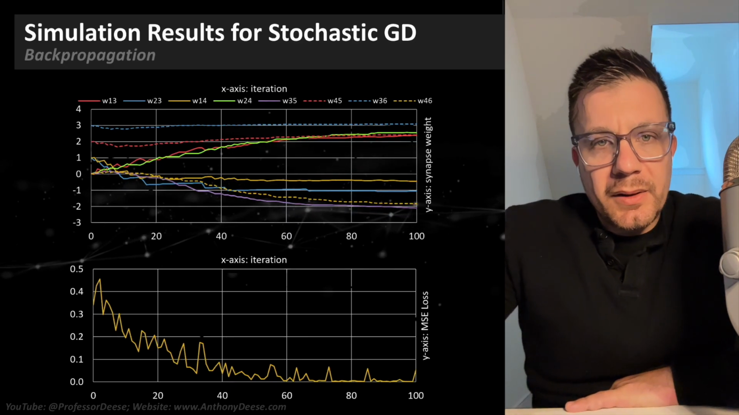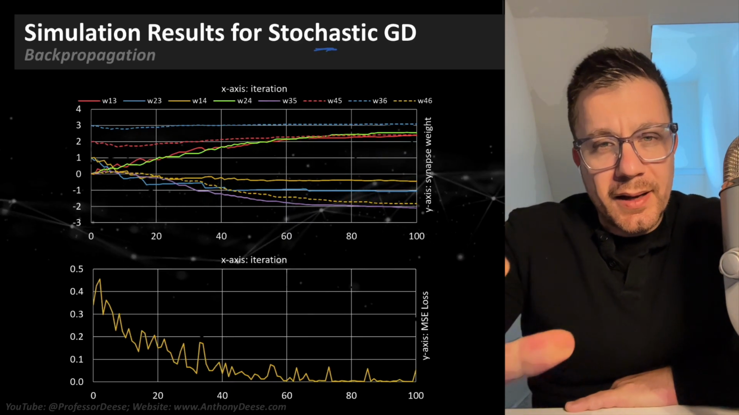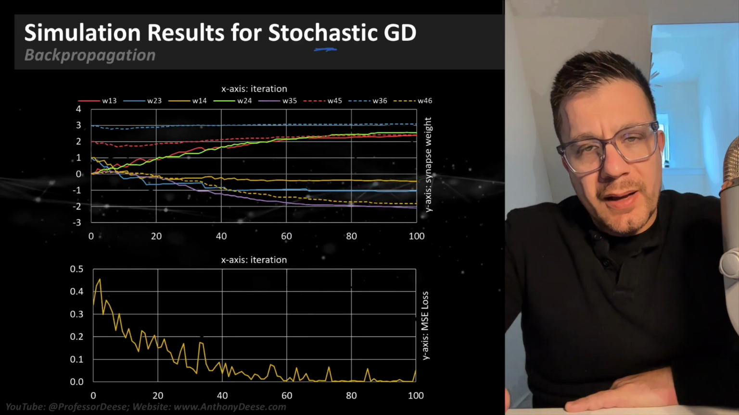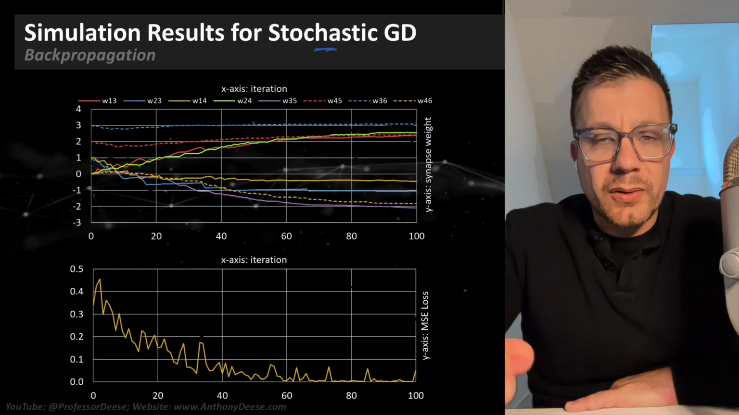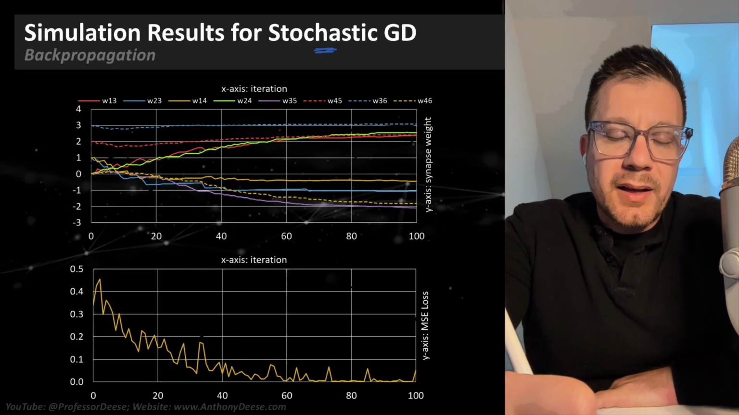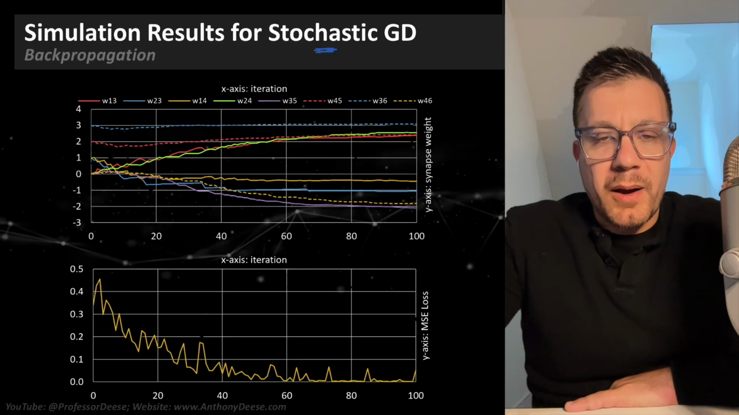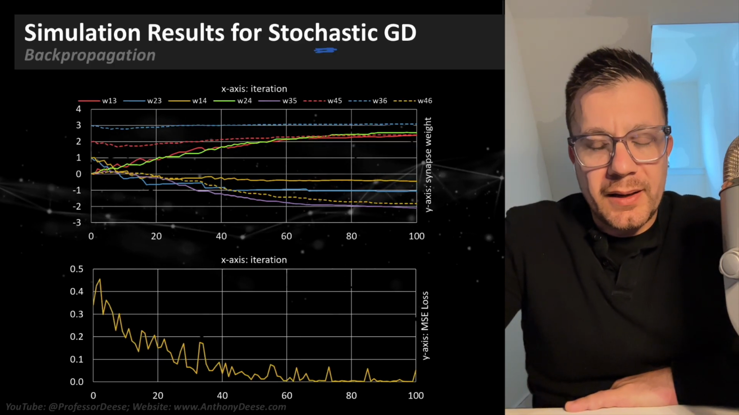Here we can see simulation results for our stochastic gradient descent. So we are going to talk about batch versus stochastic gradient descent as part of the next module. The only thing you really need to know for now is that since we're employing stochastic gradient descent, that's why we only have one training sample associated with each iteration.